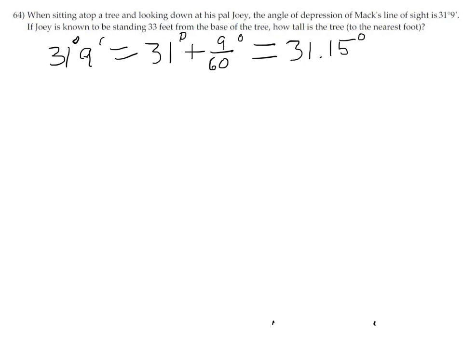All right, so now that we have this, we can now work on the picture. What kind of picture is this? So we have a tree, and we have this guy sitting, Mac, I guess, Mac's sitting on the very, very tip top of a tree, which is really hard to do. And he's looking down at his pal Joey, standing 33 feet away.